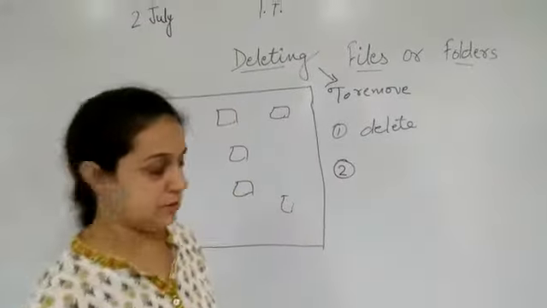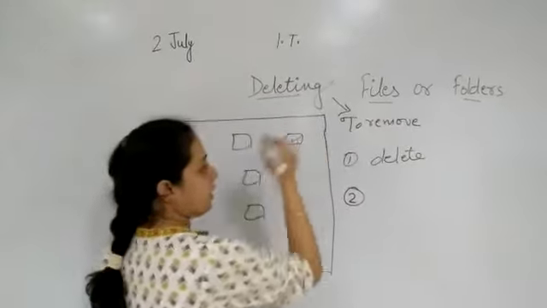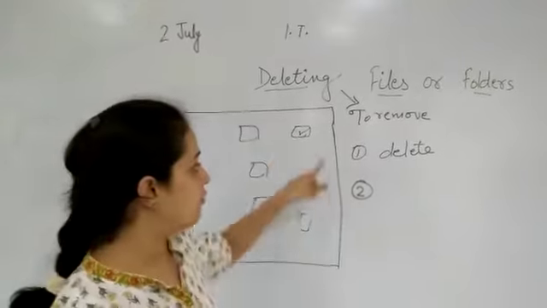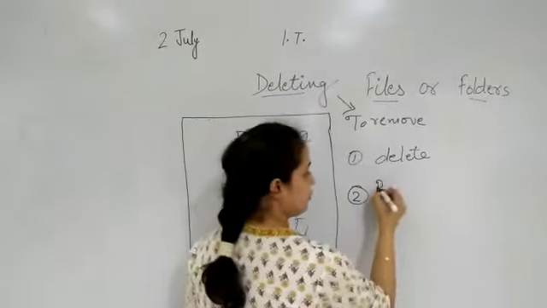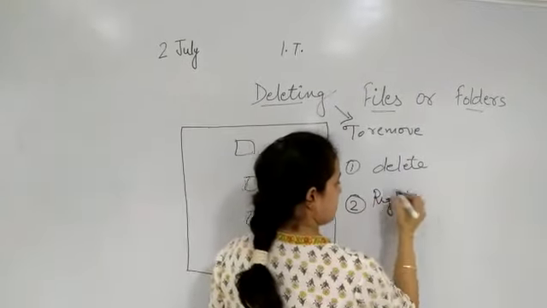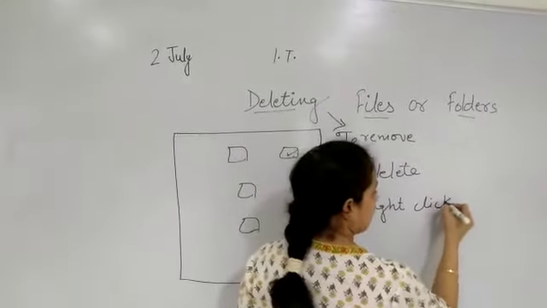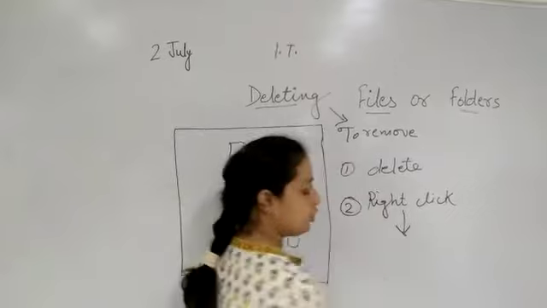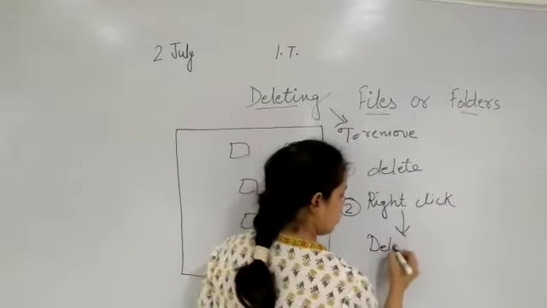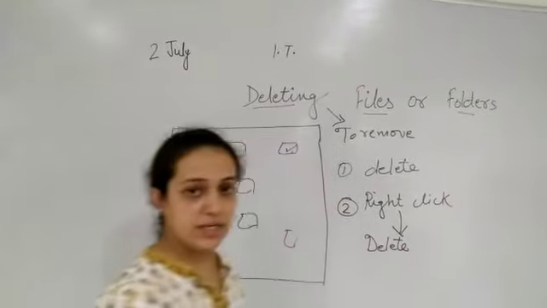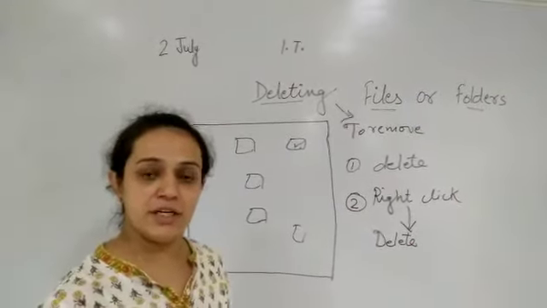Second method. Again I want to delete this file. How to do? Again select this file, do right click. When you do right click, it will show you the list of options. From here, you have to select delete. Your file will be deleted.